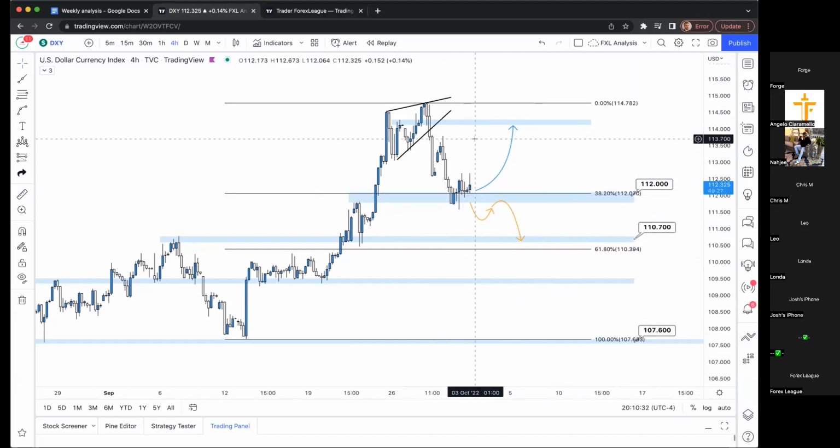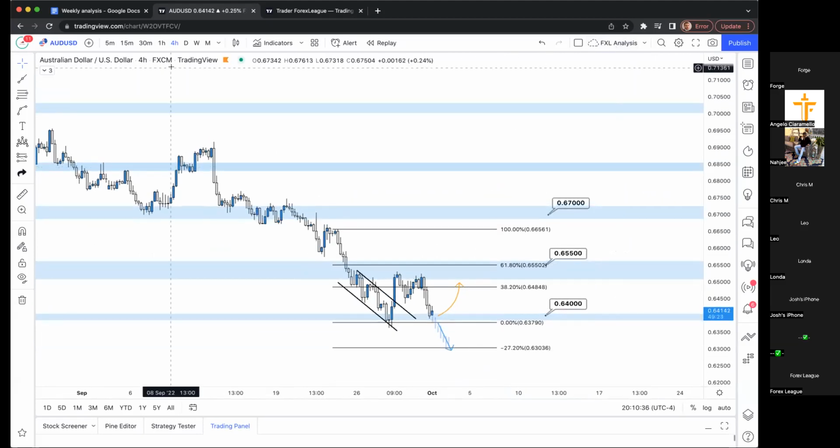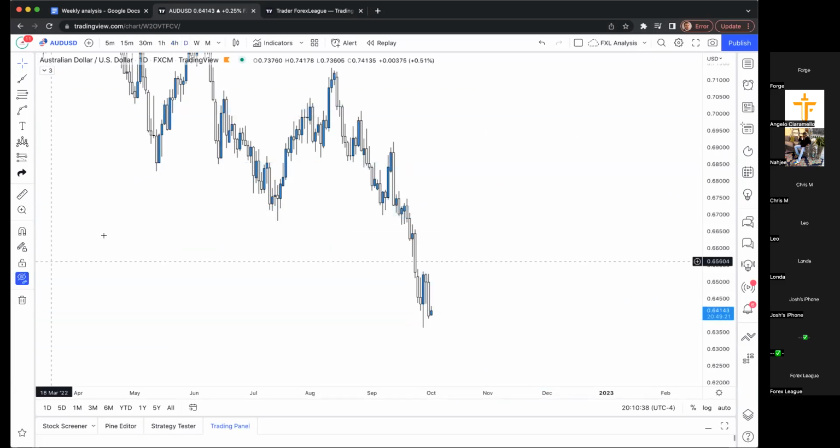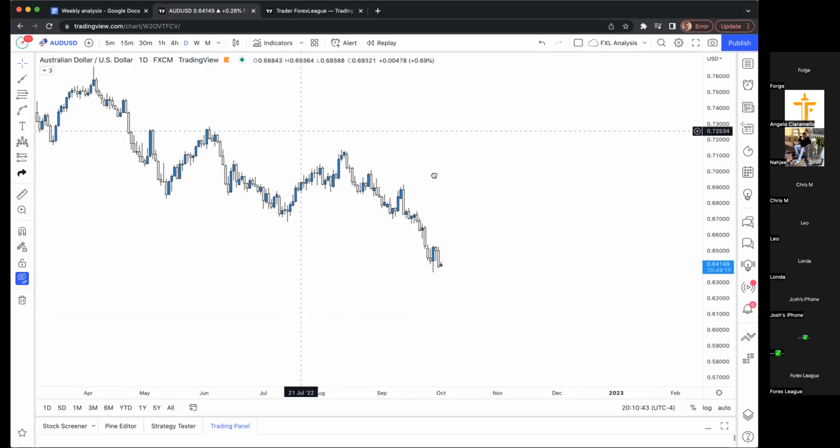So that's DXY. Now we're going to jump over to our first tradable pair and apply the same method, right? Daily time frame to start. Let's clear everything up, make it super, super simple, and then just follow the trend here on the daily.